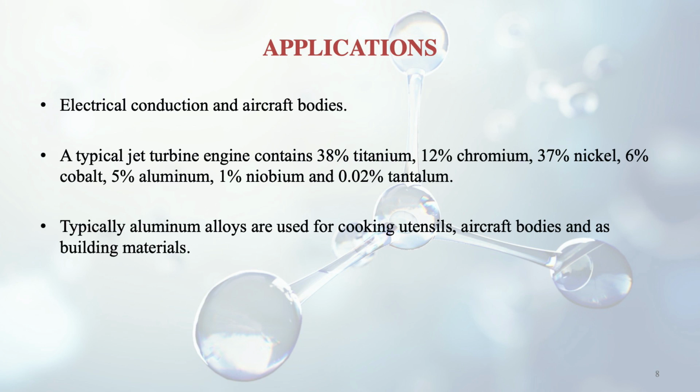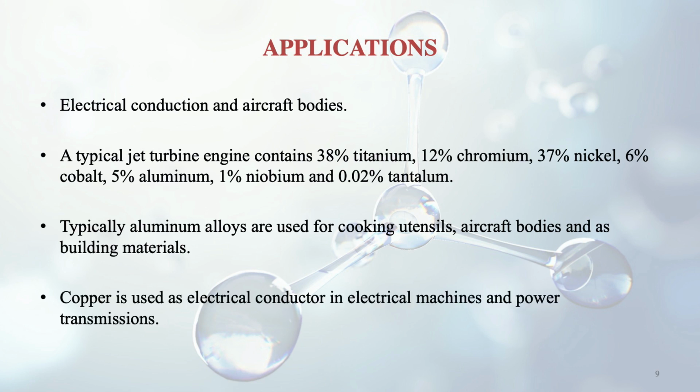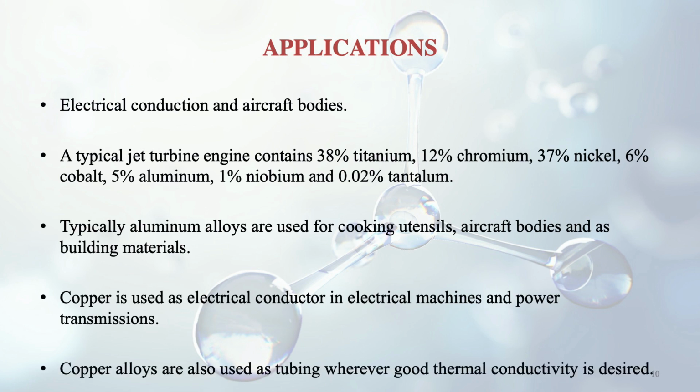Typically, aluminium alloys are used for cooking utensils. We can see in our houses all vessels are generally made of that. Also in aircraft bodies because it is lighter in weight, as well as in building materials. Copper is a very good electrical conductor and is used in electrical machines and power transmissions. Copper alloys are also used as tubing wherever good thermal conductivity is desired. So copper has both properties, good electrical conduction as well as good thermal conduction.